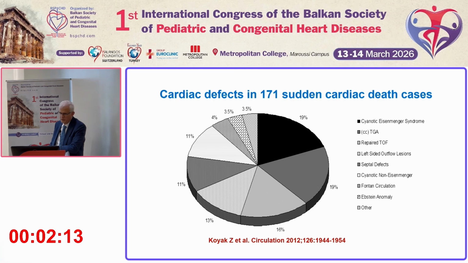In another study, as you can see here from this pie chart, the higher incidence was found in patients with Eisenmenger syndrome, followed by corrected transposition, tetralogy of Fallot, and left-sided obstructive lesions, and other smaller groups.